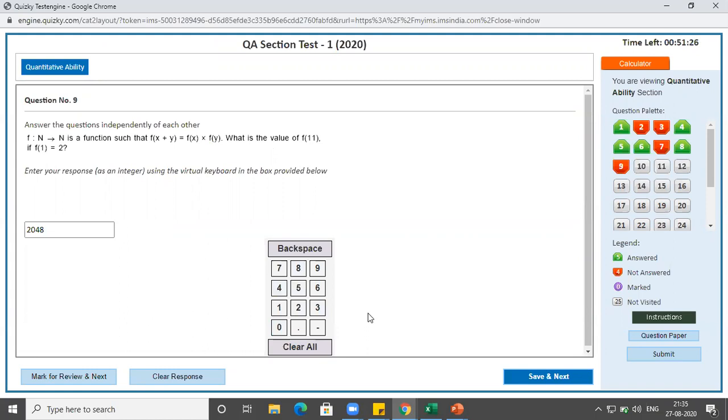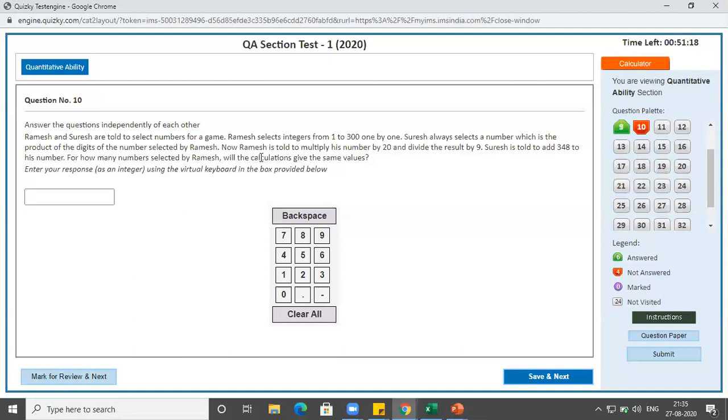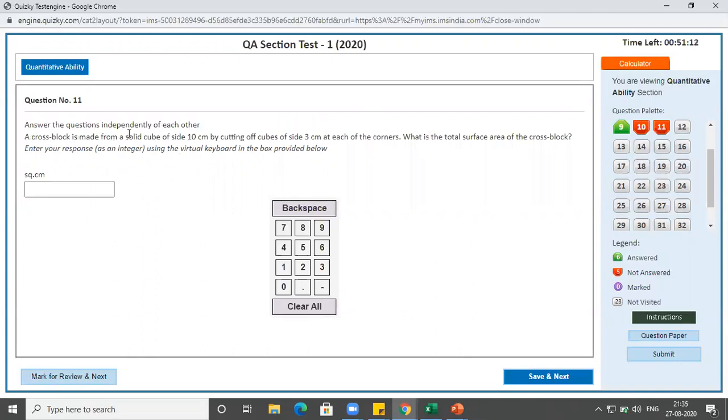Right. So fill the benefit because I actually know the value of f11, 2 raised to the power 11. Got it. Ramesh and Suresh told to select numbers for a game. Okay, थोड़ा लंबा लग रहा है मेहनत वाला. Let's do it later. A cross block is made from a solid cube of side.